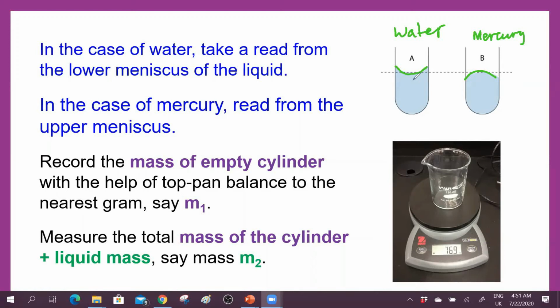Now, after recording the mass M1 of the empty beaker, we can add some amount of water inside the beaker here.